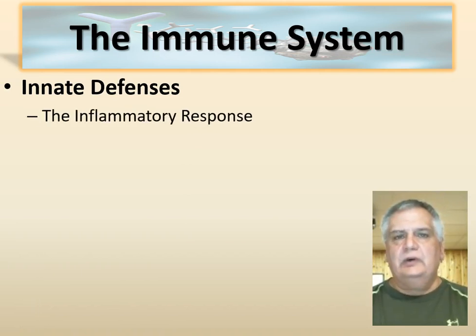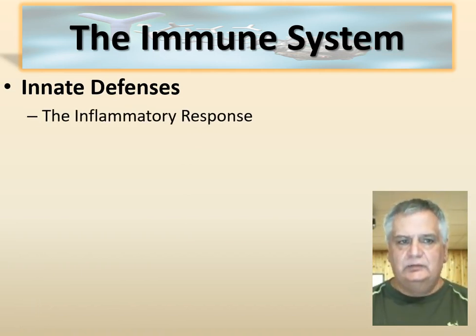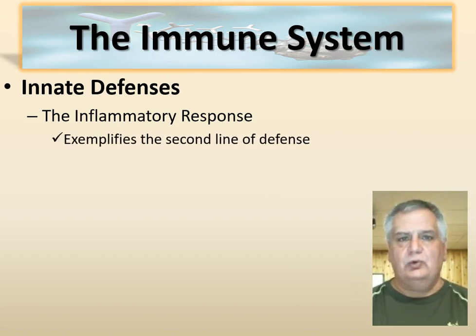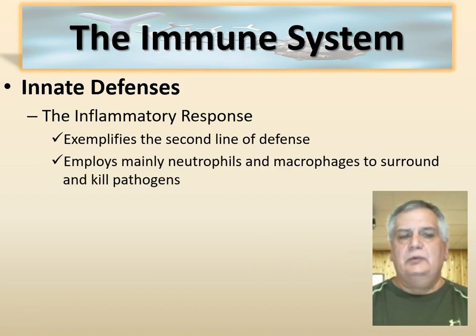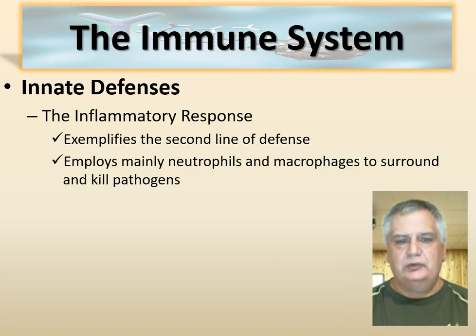Next up, we'll take a look at the second line of defense. And this is also part of the innate defenses. This second line of defense is going to be best represented by the inflammatory response. The inflammatory response is going to employ mainly neutrophils and macrophages. And these neutrophils and macrophages are going to perform phagocytic functions. They're going to surround, engulf, and destroy pathogens.